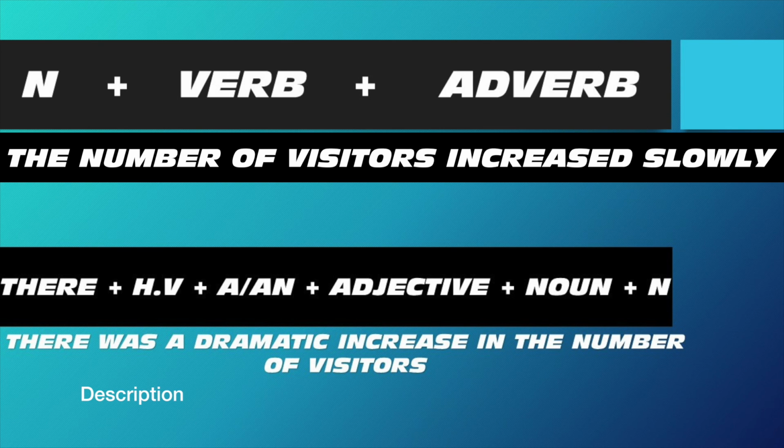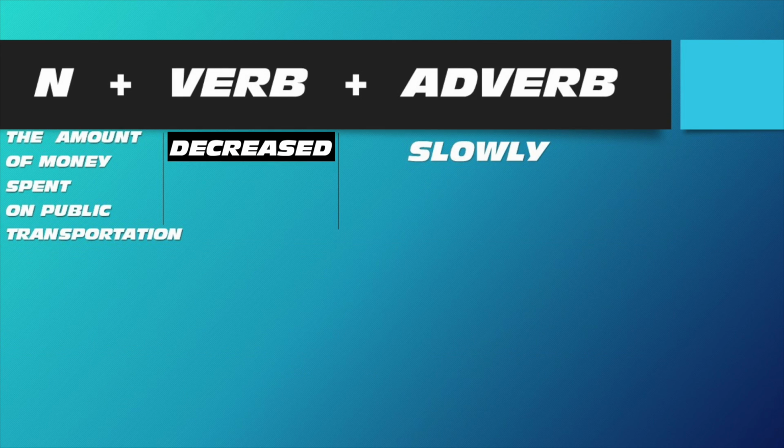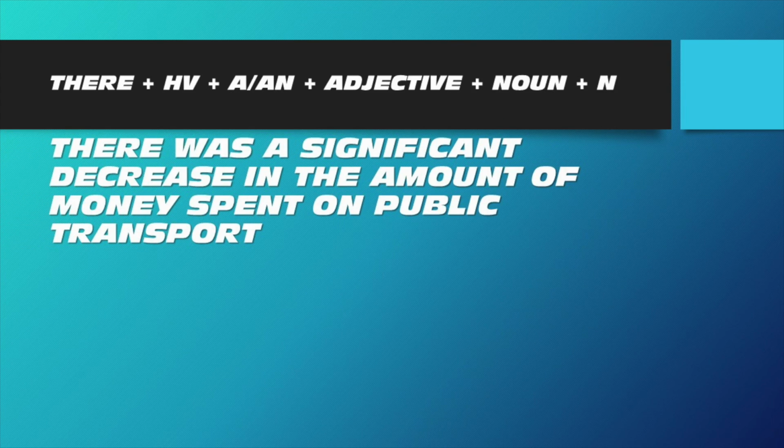Let's take another example. In a graph, if you see the comparison of the amount of money spent on public transportation and the trend is falling, according to the first formula, it will be structured as: the amount of money spent on public transportation decreased slowly, but according to the other formula, it will be written as: there was a significant decrease in the amount of money spent on public transportation.